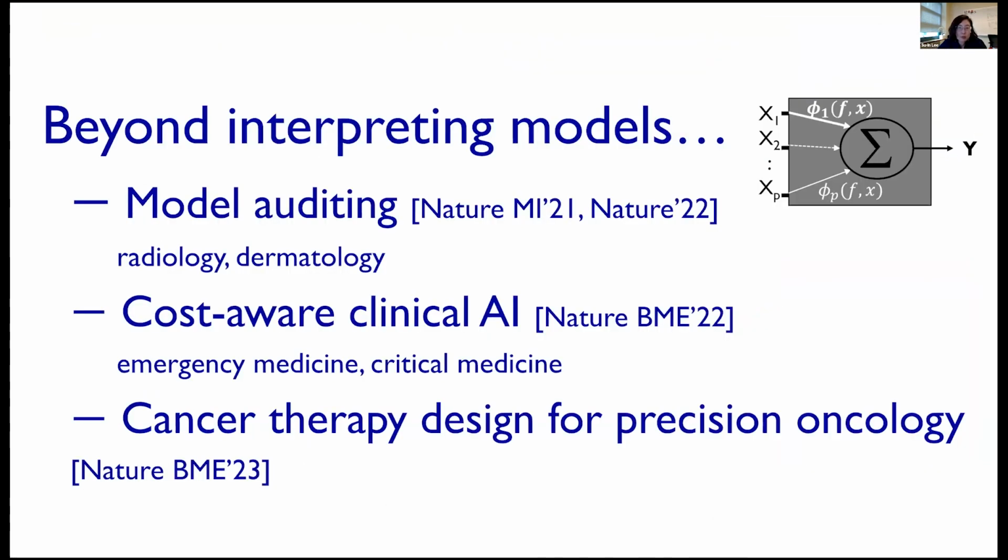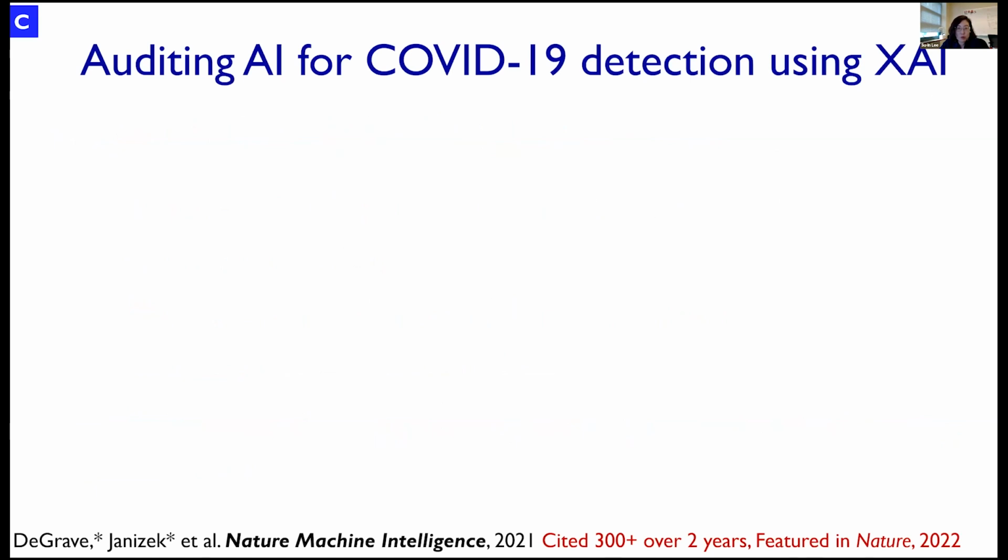So in the rest of this talk, I want to show you that XAI is not just about interpreting models. It can do more than that in biomedicine. It can even open new research directions, for example, model auditing and cost-aware AI. But it doesn't have to be clinical, it can also be biological AI. And then cancer therapy design for precision oncology. So, briefly going over each of them.